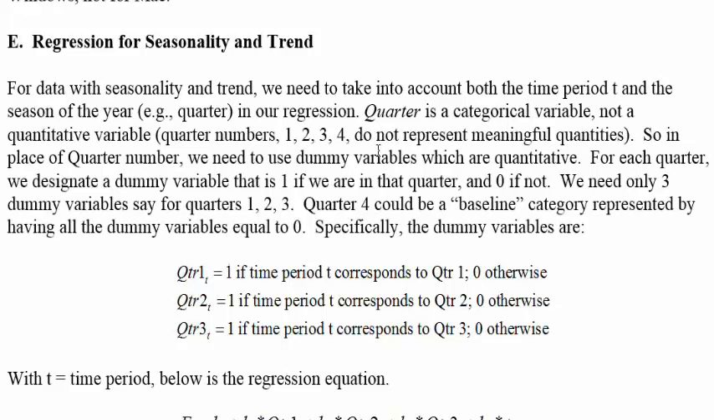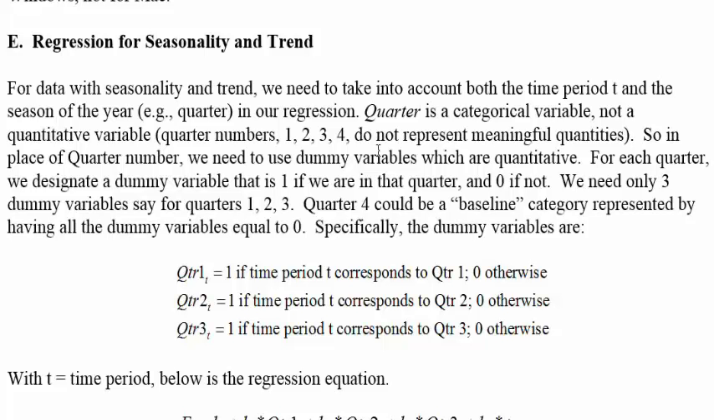The problem is that the quarter is really a categorical variable. Quarter 1, quarter 2, quarter 3, quarter 4, these are numbers, 1, 2, 3, 4, but these don't actually represent some meaningful quantity. You're not actually measuring anything. It's like saying, if you're a man you are gender number 1, if you are a woman then you're gender number 2. You're just assigning numbers to something that's not really a meaningful quantity.